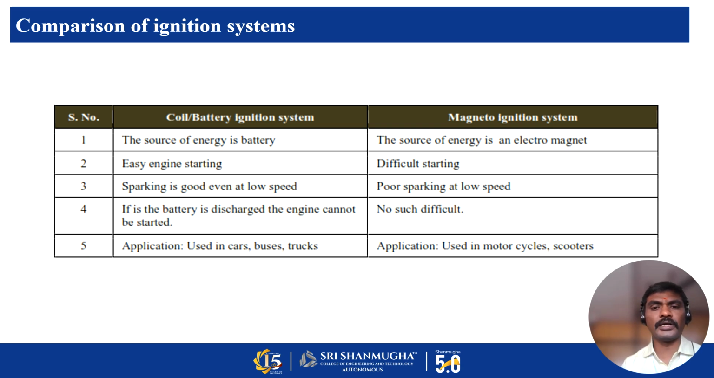In the case of poor sparking at low speed, the battery is discharged and the engine cannot be started, and in a magneto it is difficult. As for applications, the battery coil ignition system is used in cars, buses and trucks. The magneto ignition system is normally used in motorcycles and scooters.